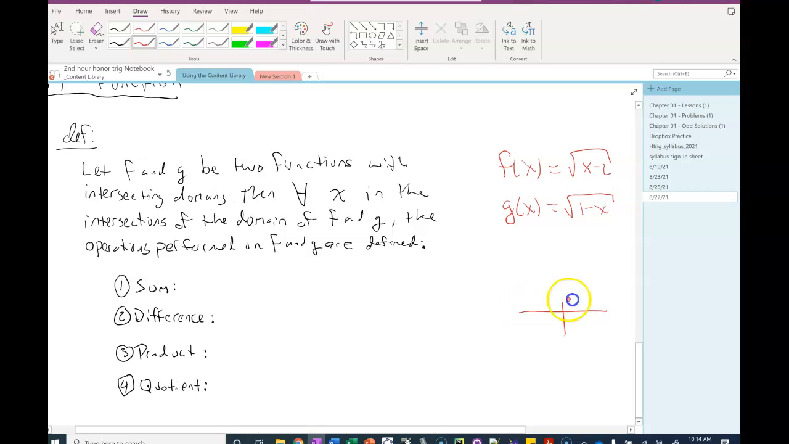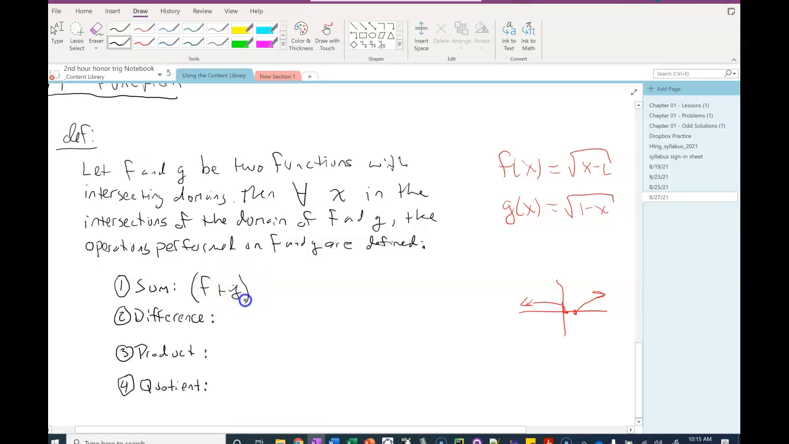You know, the graph for F is the one on the right, and the graph for G is the one on the left. There's no points in common between them, right? No x values in common. That's what we're saying. So there has to be some x's in common. Then using those x's that are in common, this is how we can add, subtract, multiply, or divide them.